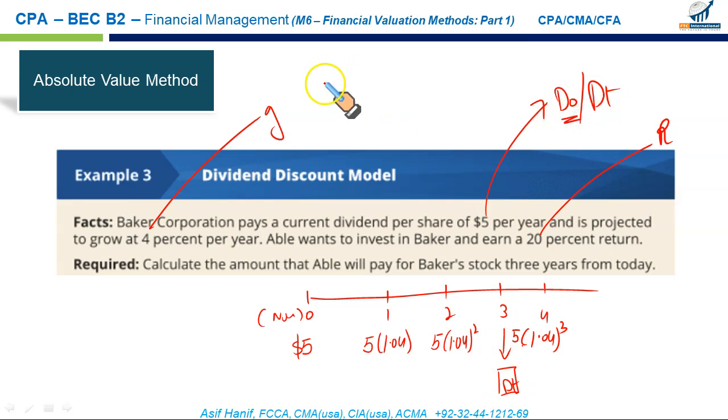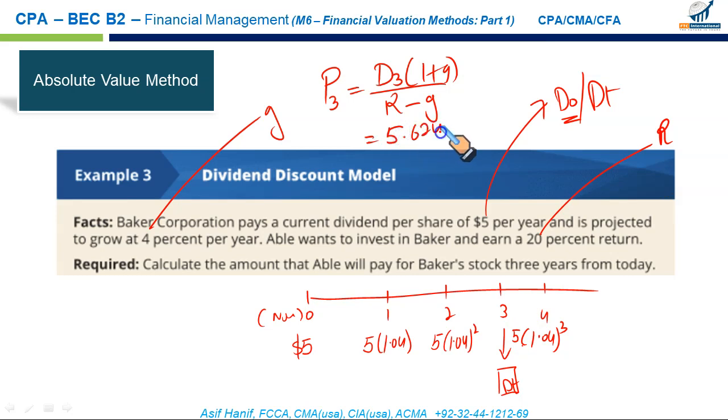And then you can calculate the price of the stock at the end of year 3. So price at the end of year 3 is going to be the dividend at the end of year 3 into 1 plus growth rate, upon required rate of return minus g. Plug in. It's going to be 5 into 1.04 cubed, 5.624, that is D3. This is the number. Into 1 plus growth rate, that is 1 plus 4%, divided by the 20% required return minus 4%. Now, if you simplify this, you should get your value of the stock at the end of year 3, and it is going to be $36.56.